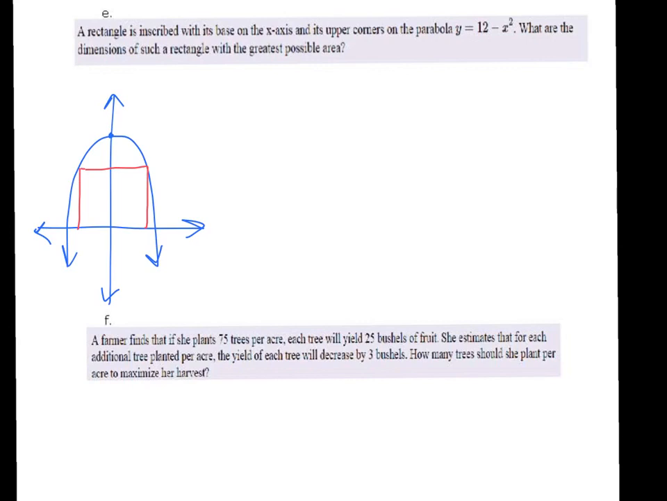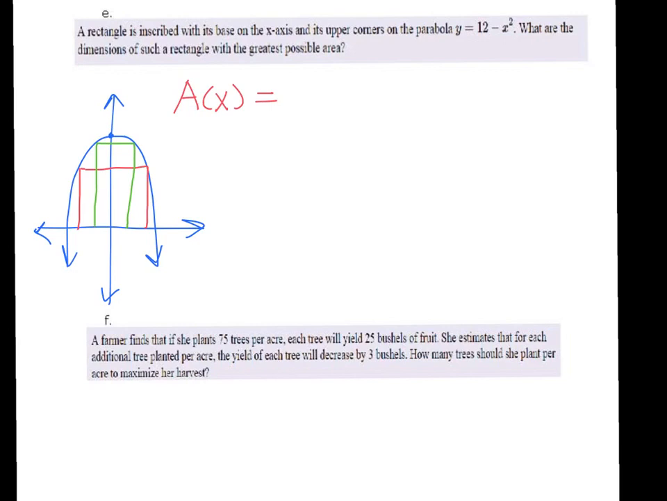So we don't know if it's going to look like this, kind of squarish, or if it's going to be more narrow, like this. We don't know which one is going to give the better area. But we are trying to maximize area, so that's the function that we want to look at. And area is just length times width. Or in this case, we'll call it width times height, because we're talking about the height of that graph.